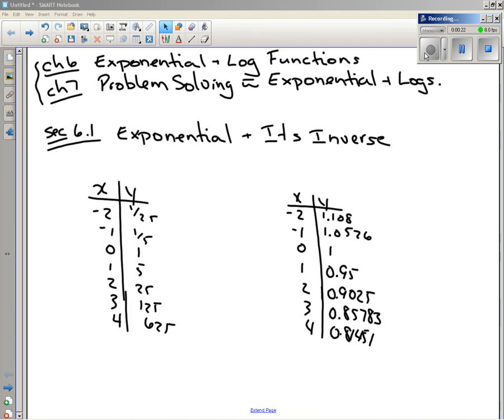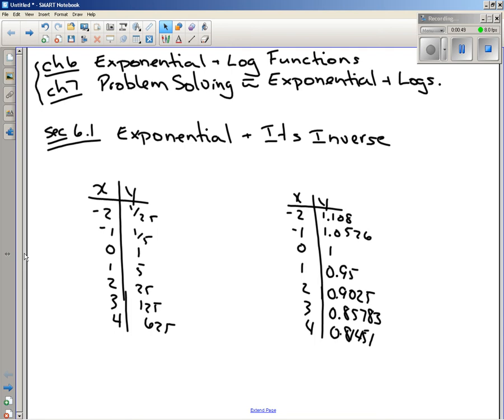So 6.1, where we're starting off today, we'll look at an exponential function and its inverse. Okay, so how can we identify if we're dealing with an exponential function? Both of these tables of values are for exponential functions. How can you tell that it's an exponential just by looking at the table of values?